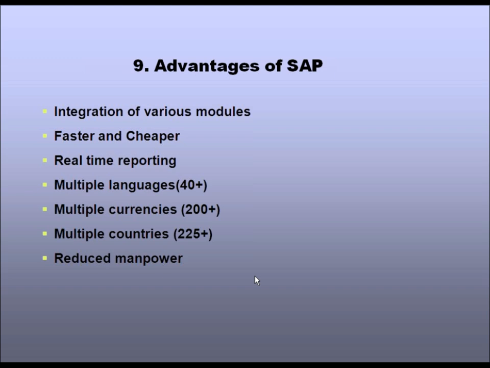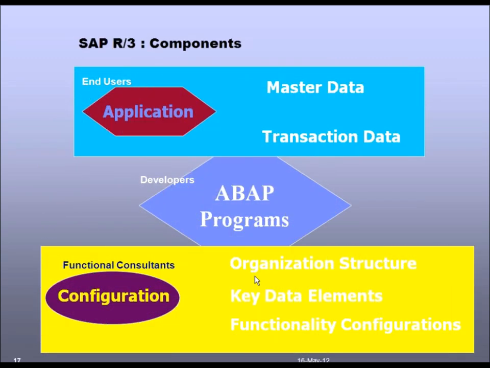And then real-time reporting. Like I said, the PO created just now can be used for reporting purposes. Multiple languages. It supports more than 40 languages and 200 plus currencies. More than 225 countries are supported in SAP. With reduced manpower, you can process the same application with the same or increased efficiency. So these are various advantages of SAP.